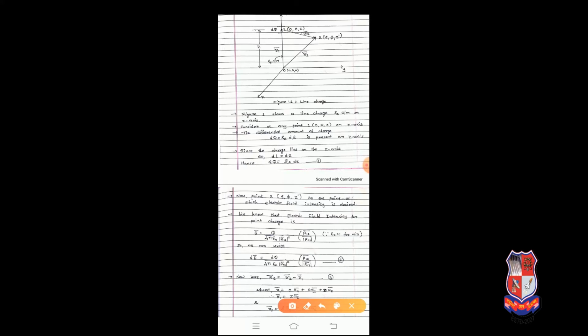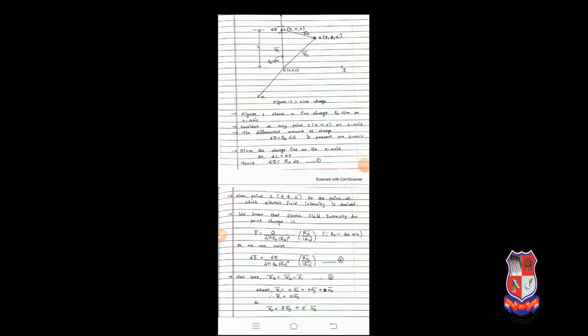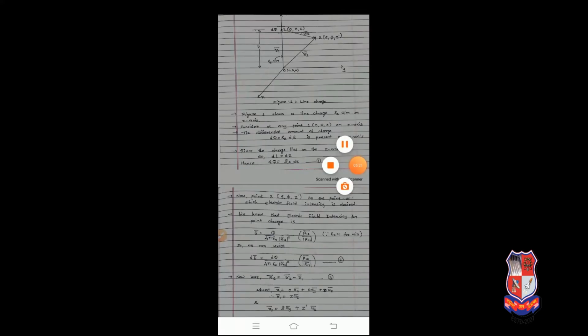Because epsilon R is equal to 1 for air, here we are taking the medium as air. Now we take the differentiation, so d vector E is equal to dq divided by 4 pi epsilon 0 into vector R12 whole square into vector R12 divided by magnitude of vector R12. We take this as equation number 2. Now we can find the value of equation number 2.